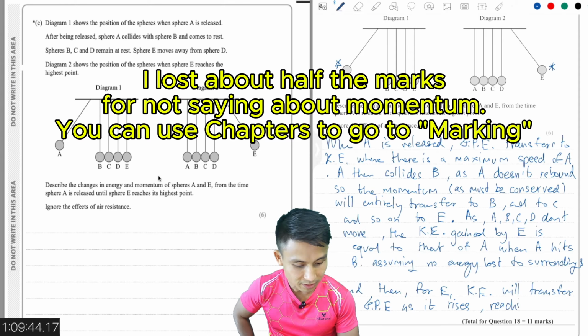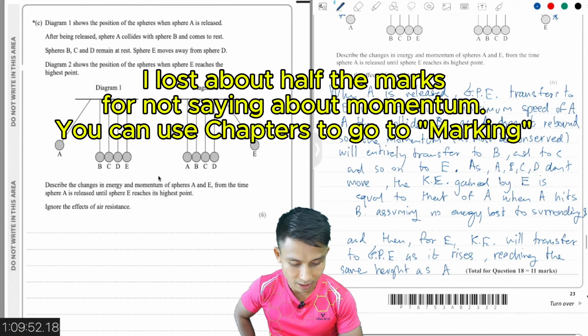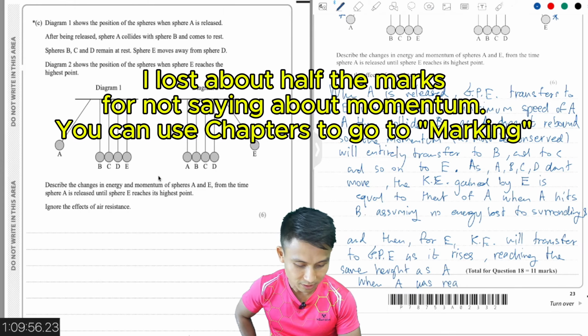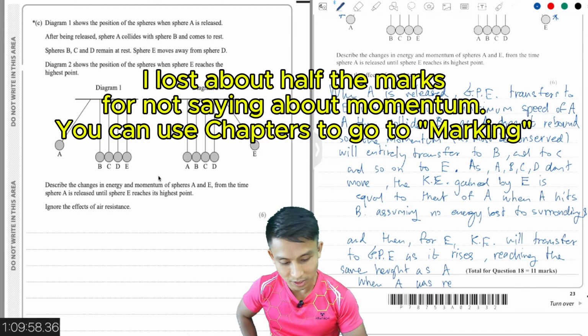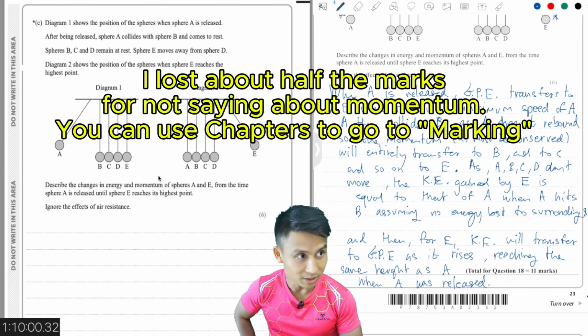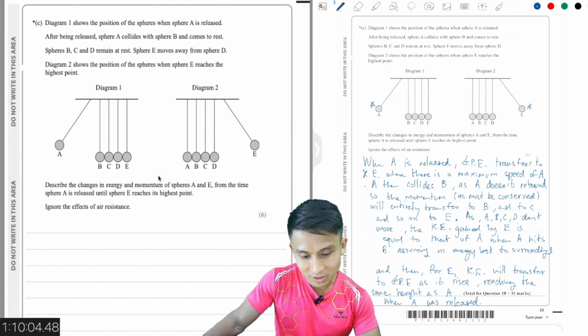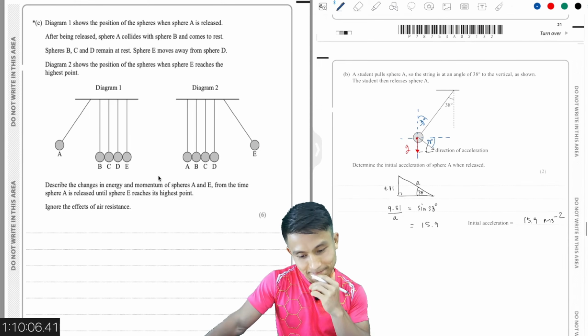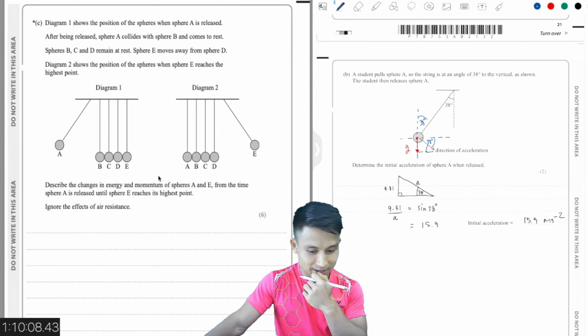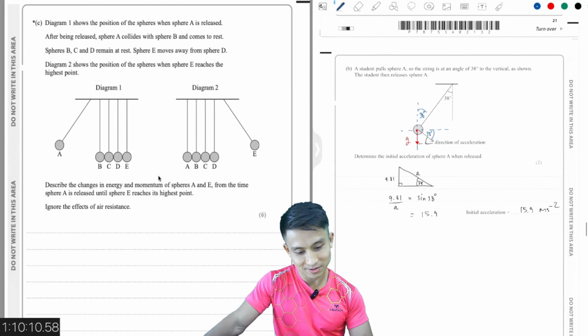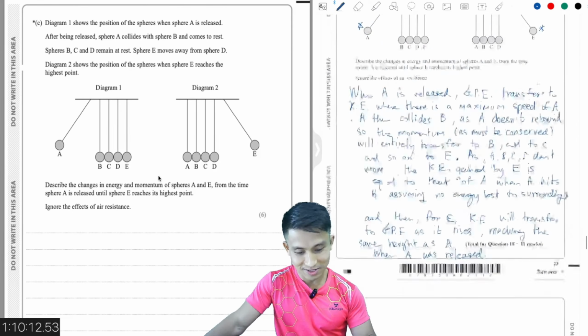Reaching the height, reaching the same height as A when A was released. Yeah, that would be how I put this in totality there. Well, that makes me think, okay, I mean, I still don't like this one, but okay, I think I gotta go with that.